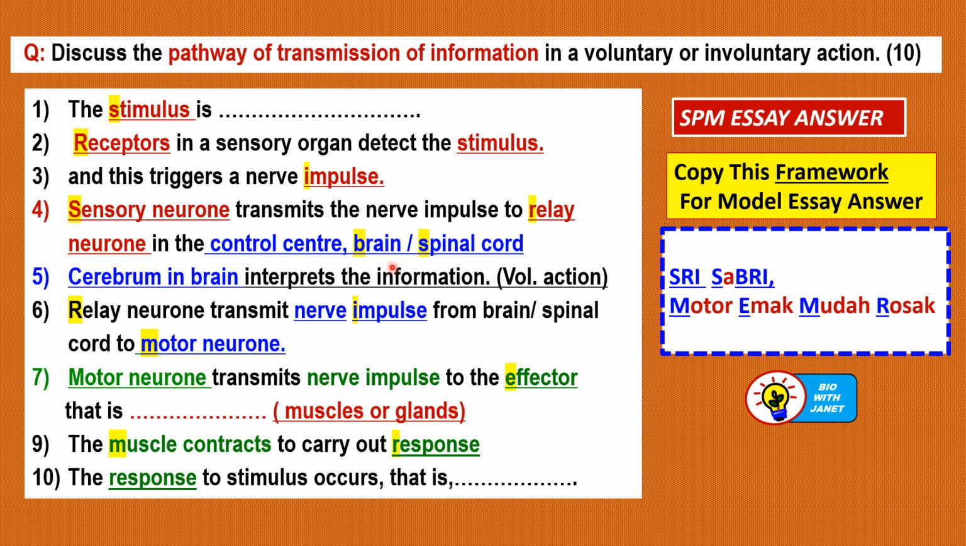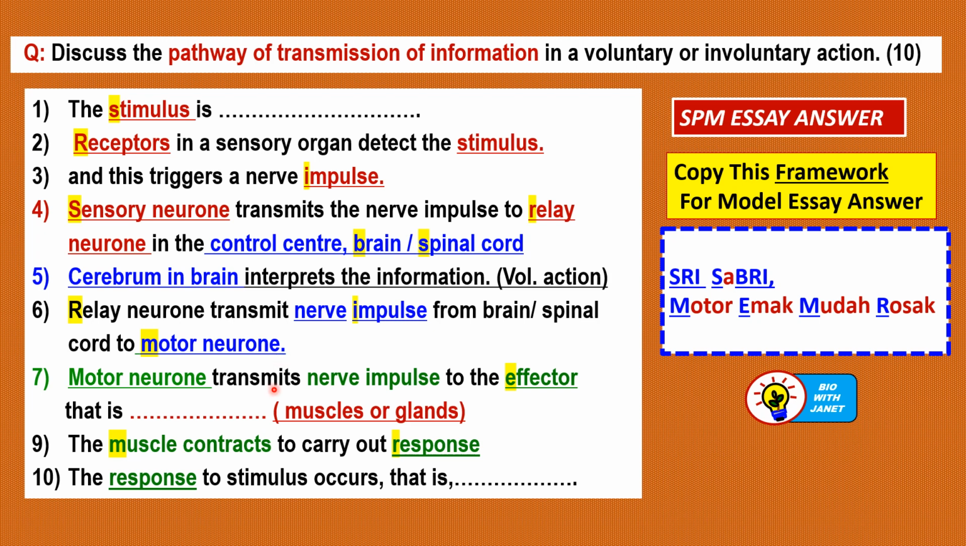Now, for voluntary actions, it is the cerebrum of the brain, all right? And we will find out for involuntary actions, like reflex actions, the spinal cord could be involved. So, if let's say it's a voluntary action, then we can mention number 5. The cerebrum in the brain will interpret information and make a decision, all right? Now, next, relay neuron will receive the information from the sensory neuron, and then it will transmit the nerve impulse from the brain or spinal cord to the motor neuron.